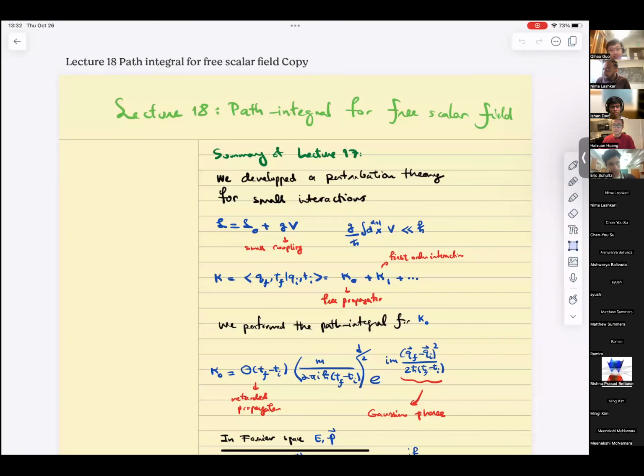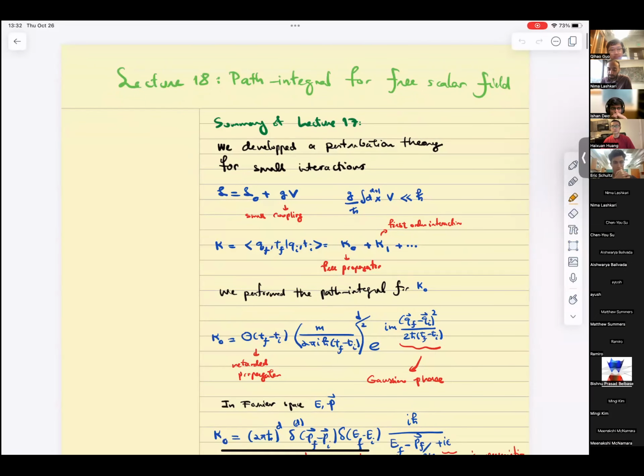All right. So today we're going to continue our discussion of path integrals. The past two lectures were about formulating quantum mechanics using path integrals. Now we're going to use path integrals in quantum field theory. So I will start with a summary of what we went over in the last lecture.